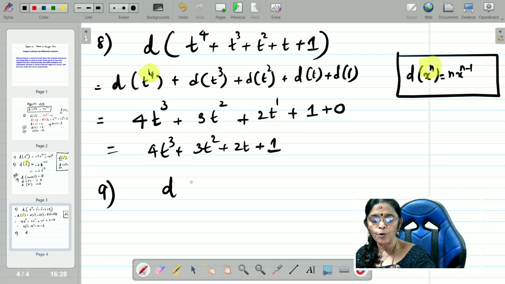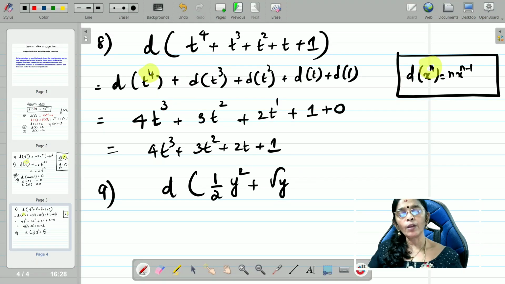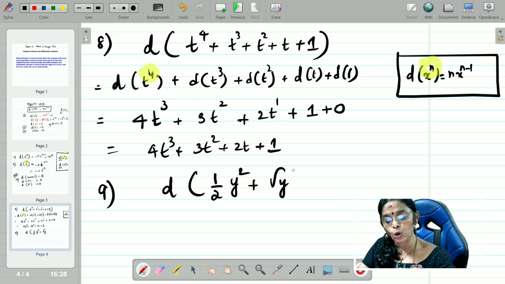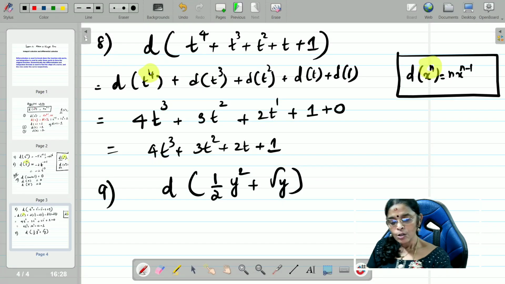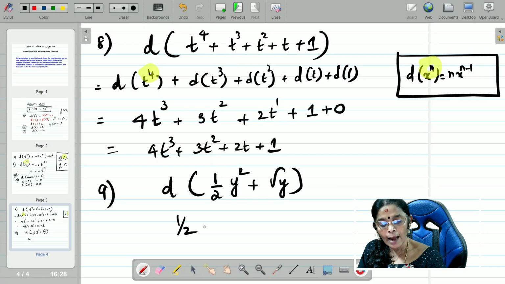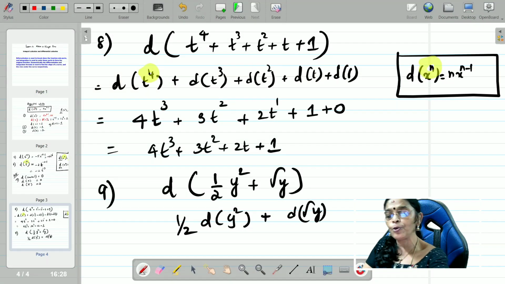So differential of 1 by 2 y square plus root y. 1 by 2 y square plus root y. So differentiate with respect to y. So therefore, now directly I am going to do it because now you are well versed. So take out a half and then you write differential of y square plus differential of root y. So differential of root y, how can you write? Y power half you can write, no?